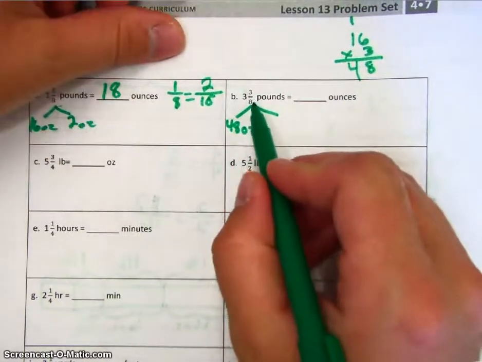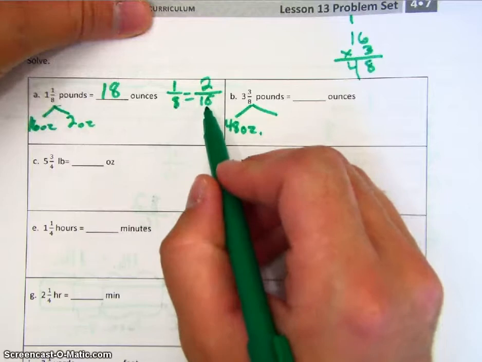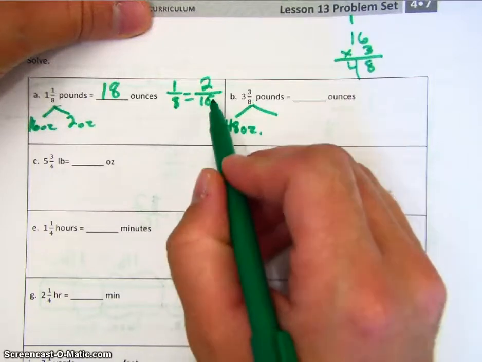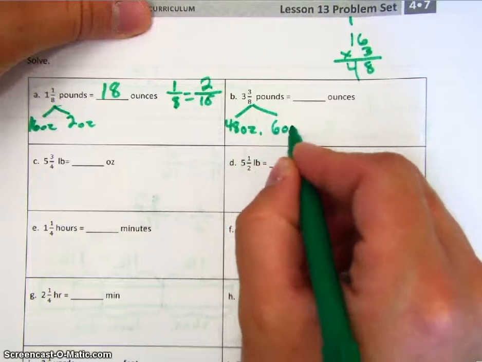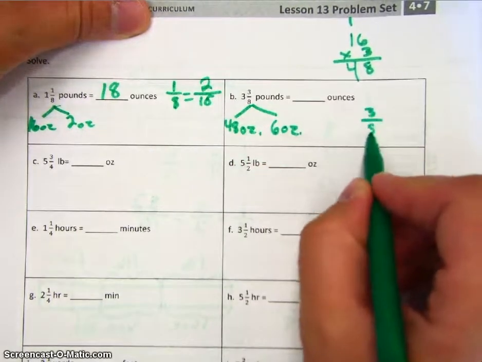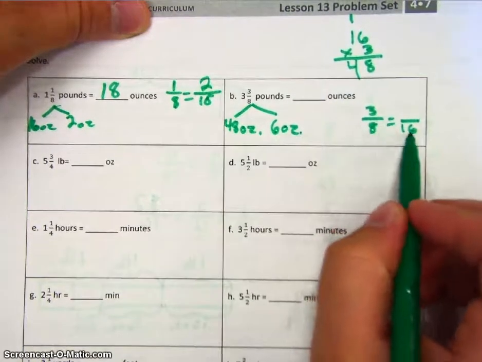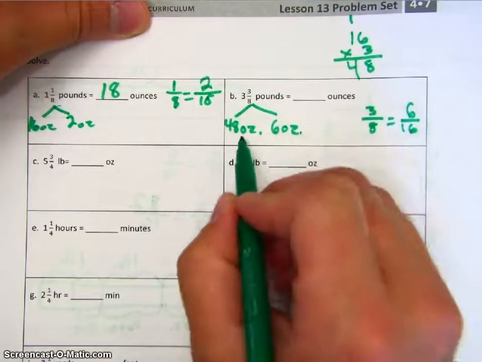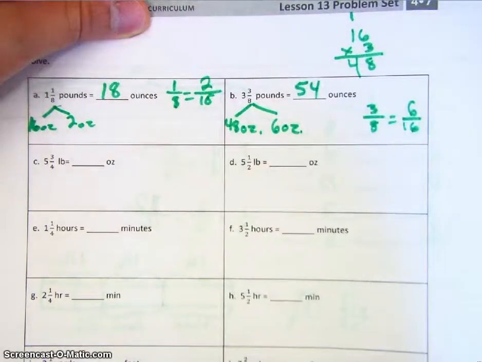Now we have 3/8 of a pound. So looking back at what we did in letter A, 1/8 is 2/16. We're going to have 3 of those. So 2 times 3 gets us 6 more ounces. Okay. So again, you're thinking about 3/8 equals how many 16ths? 8 times 2 is 16. 3 times 2 is 6. So now we can add these up, and you can see that we have 54 ounces.